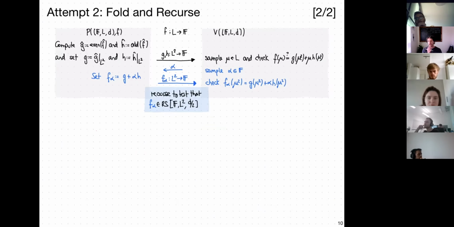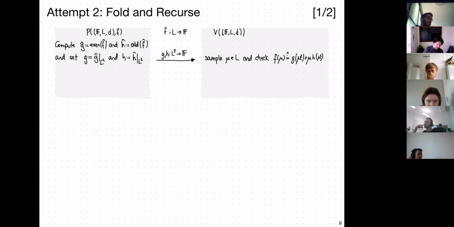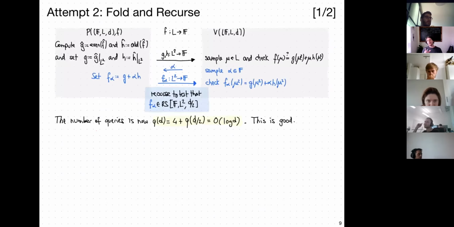Okay, so let me go for a second again to the number of queries. The idea to keep in mind is, we started with the prover sending us these two polynomials, and we make 3 queries here just to check consistency. So this is constant. And then we sampled the element, we got the folded function, and we make this additional 3 queries.